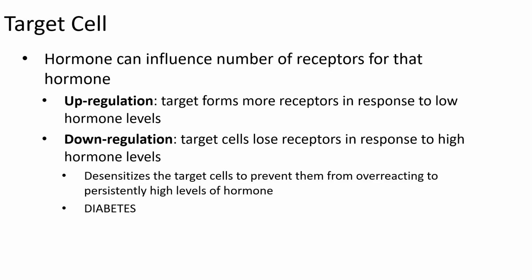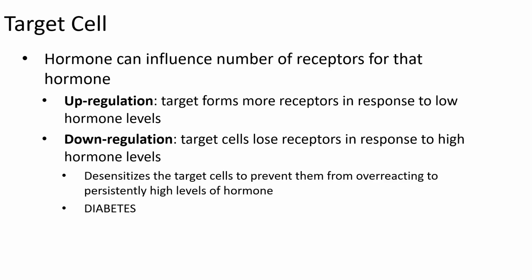And then on the flip side, we have downregulation, where the target cells will lose receptors in response to very high hormone levels, okay? And so this desensitizes the target cells to prevent them from overreacting or being overstimulated by the presence of high hormone concentration, okay?